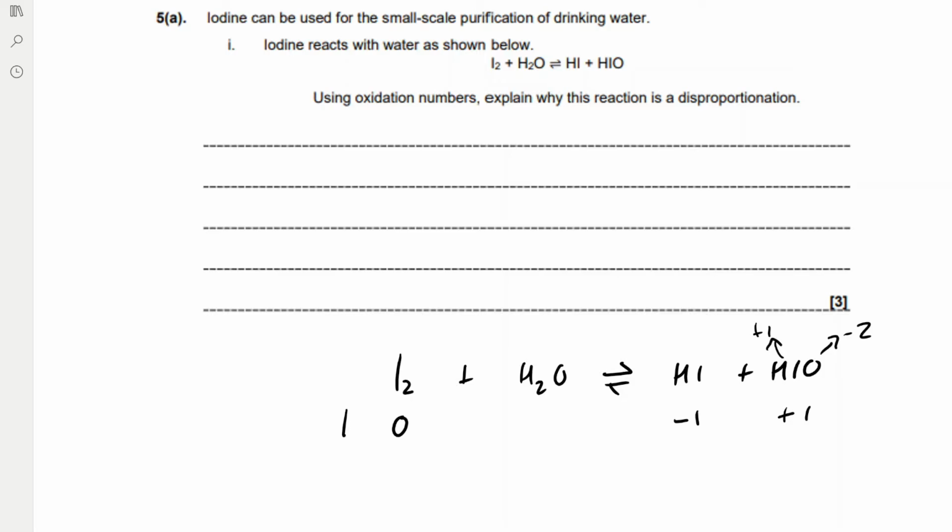So in our answer, we can say that iodine goes from 0 in I2 to -1 in HI, which is reduction. And it also goes from 0 in I2 to +1 in HIO, which is oxidation. So the same element is both oxidized and reduced at the same time.